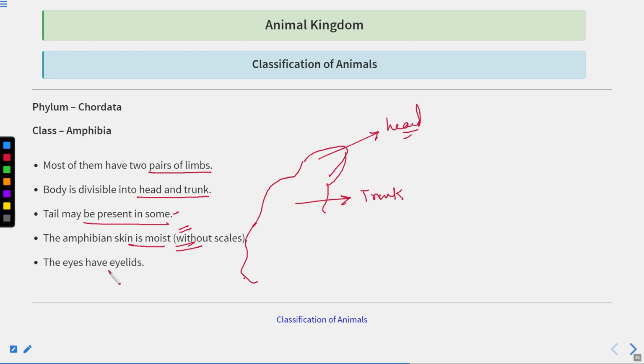Now, the eyes are having the eyelids. Okay, the eyes that get covered with the eyelid. It can get covered also. So that shows they are having the eyelids.